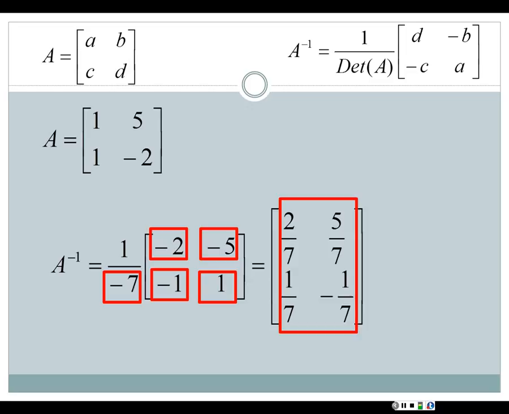So you have a matrix multiplied by the number negative 1 over 7. So technically you multiply every number inside the matrix by negative 1 over 7.